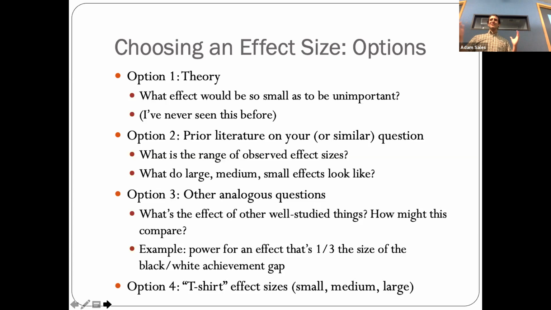Second option is look at prior literature. I'm studying an intervention on algebra, and I want to know, how do different interventions on algebra tend to work, right? Now, there's some interventions that have an effect size, Cohen's d, of 0.3, and those are considered really important, and others that have an effect size of 0.2, and those are considered pretty important. And then, smaller than 0.2, nobody really seems to care. So now I could say, okay, well, 0.2 might be a good thing to power for, right?